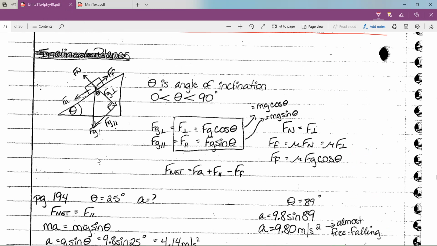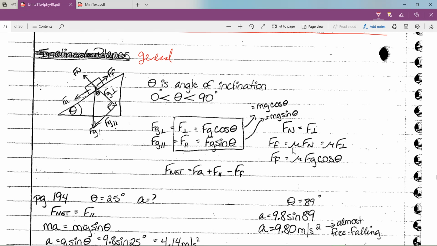Okay, well now before I do the next one, let's just look at the inclined planes here. I'm putting in friction. I'm putting in a possible applied force, and so this is a more general case than the one I just looked at. F perpendicular is Fg cos theta, which is mg cos theta. F parallel is Fg sine theta, which is mg sine theta, so that's all good.